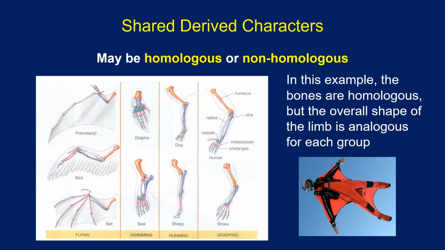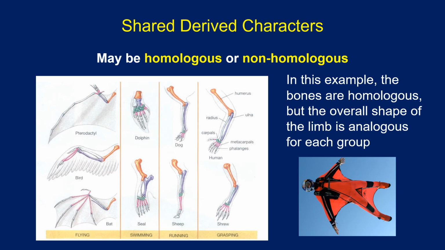The pterodactyl is kind of my favorite. It's got one very, very long digit that supports a membrane. So that one long digit supports this membrane that's used for flight. In the bat, we see something kind of similar where all the fingers are stretched out and they support the membrane. And then in the bird, of course, we see something a little bit different.